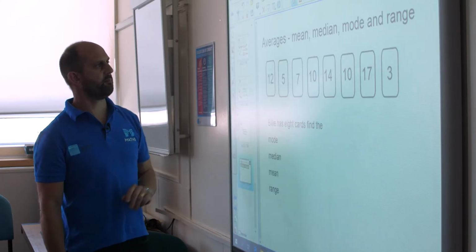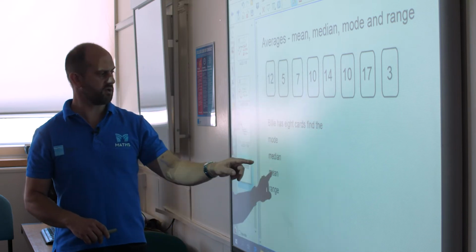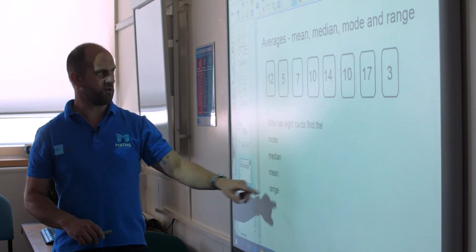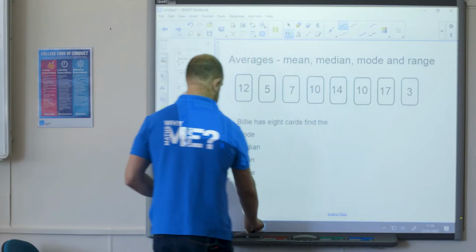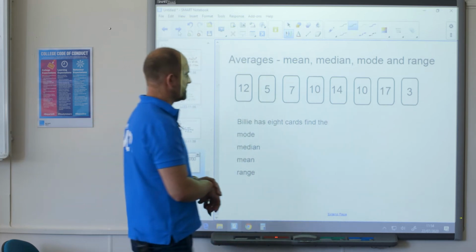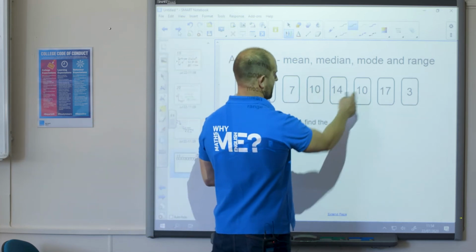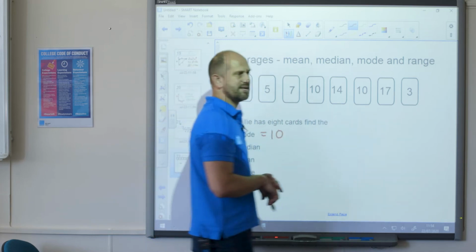So another look at an example then. Here, Billy has 8 cards and he wants to find the mode, the median, the mean, and the range of this set of cards. So the mode then is the one that we see the most. So here I've got a 10 and a 10. So his mode then is 10.